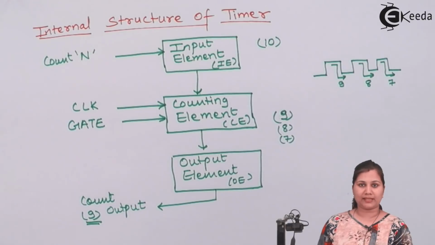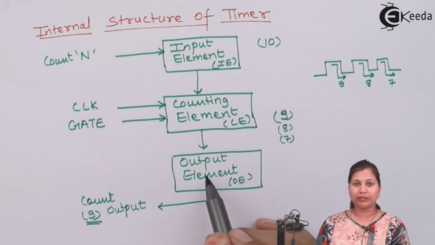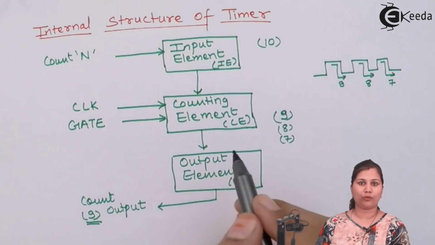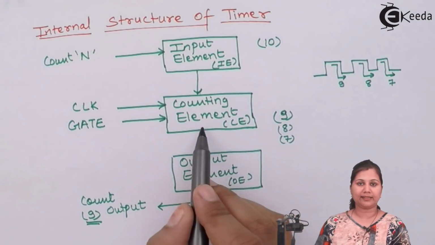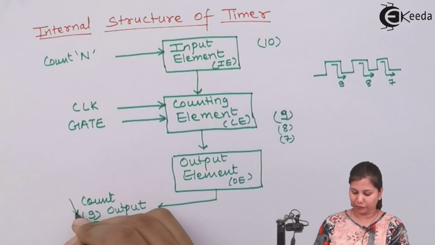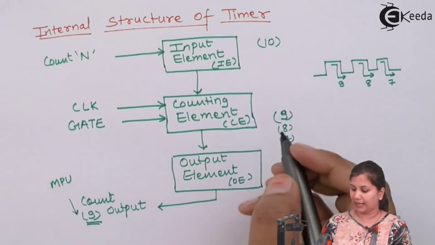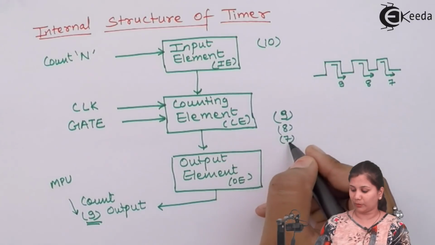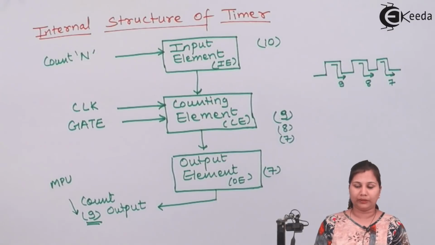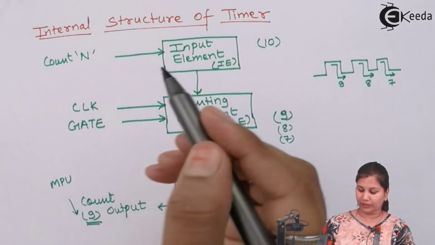Now once the microprocessor has read the output from this output element, it will again be updated and show the value of the count which the counting element is currently counting. So once this 9 has been read by the microprocessor, the output element will be updated again, and suppose the current value of the count is 7, it will start showing the value of the counter. In this way the timers work with these 3 elements.